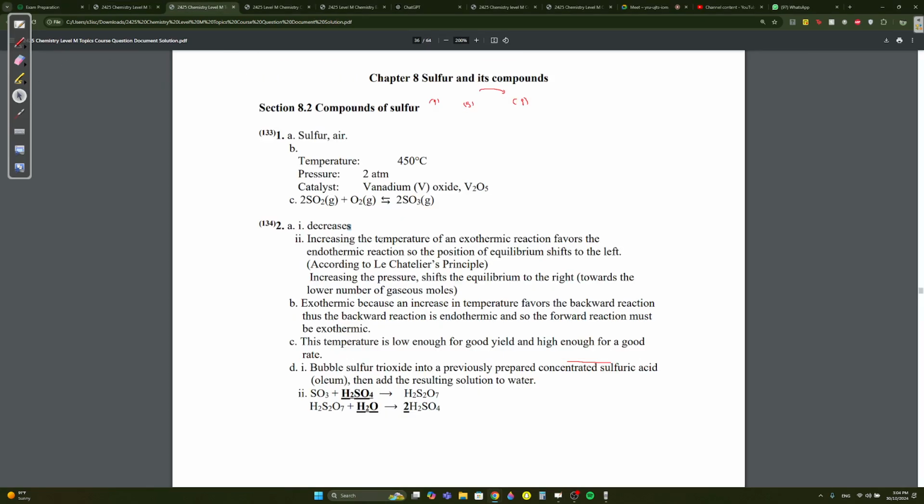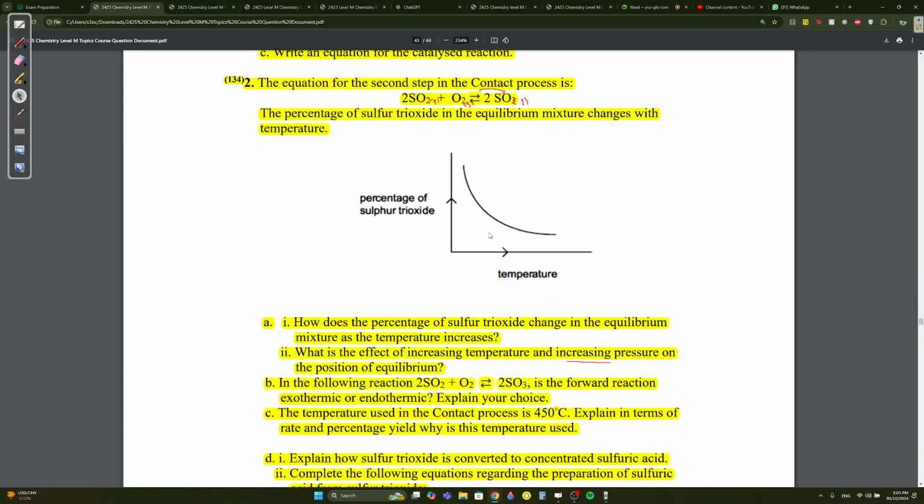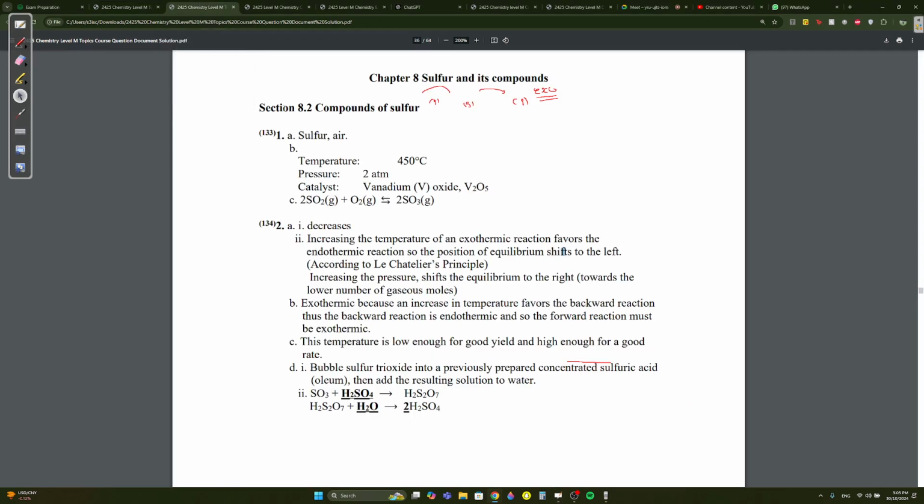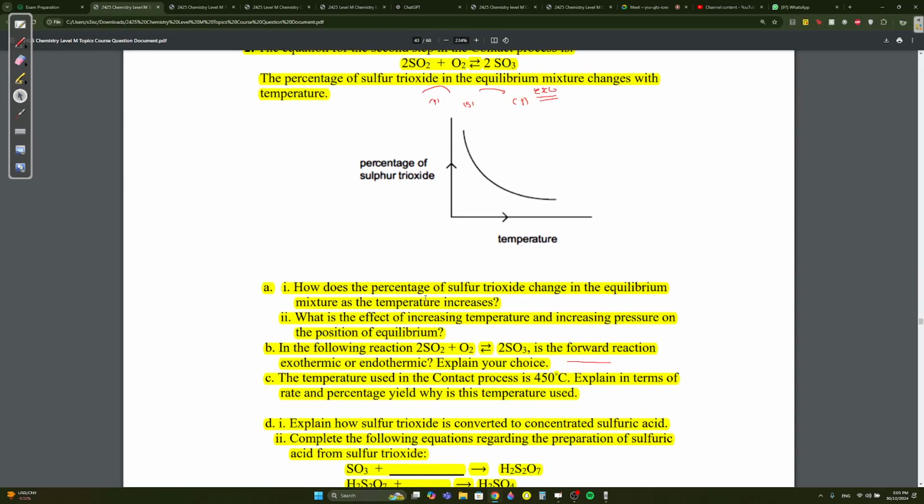Let's check the answers. Increasing the temperature favors the endothermic reaction, so it goes to the left, right? Favors the endothermic. This is exothermic because you're building bonds, so it's exothermic. Memorize that both the Haber process and the contact process are exothermic, okay? Shifts to the left. Okay, and increasing the pressure goes towards the lower number of gaseous moles, which is to the right. Increases the yield.